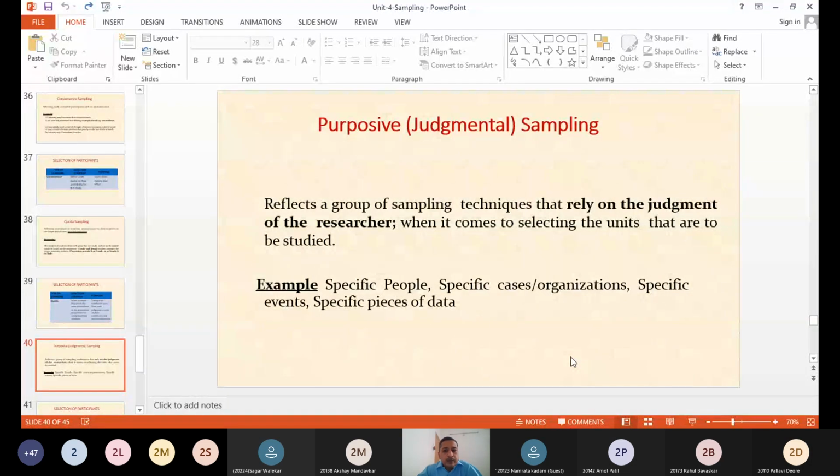So this type of sampling, wherein the researcher uses his own judgment for selecting the individuals or the units in a particular sample, is called judgmental sampling, and this sampling is also called purposive sampling. Why? Because purposefully the researcher is selecting a few units from the particular population for further study, and therefore this method is called purposive or judgmental sampling.